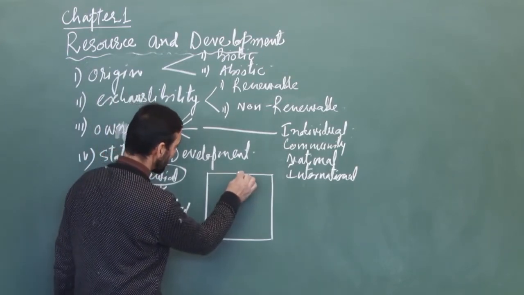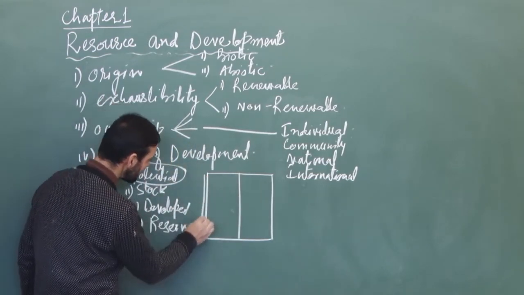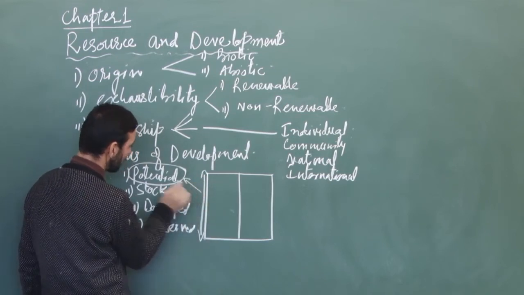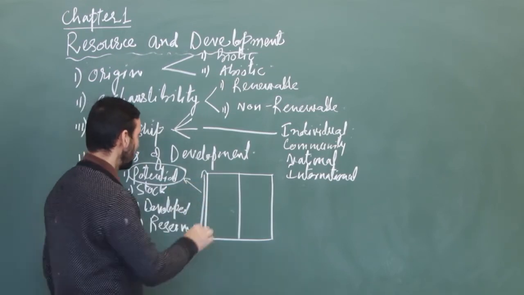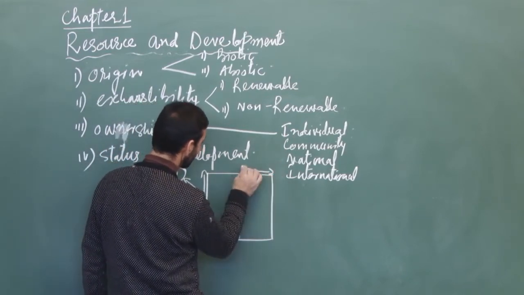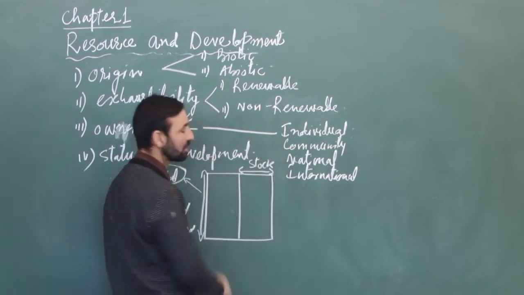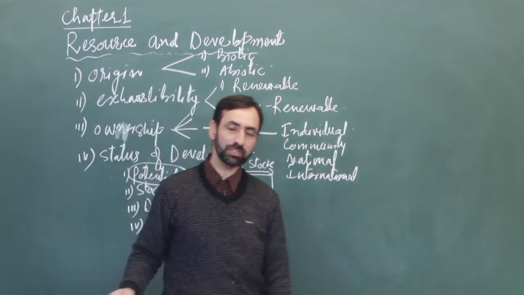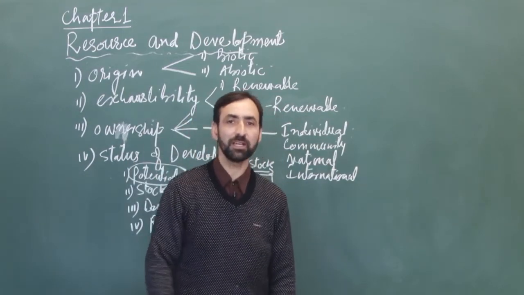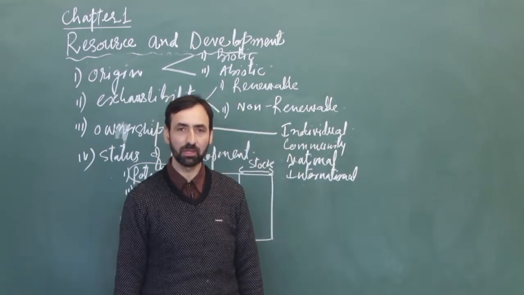We divide this diagram into 2 parts. This whole diagram was potential resource. We'll show these arrows. We have divided this diagram into 2 parts. One part is this. It becomes the stock now. Stock. What is stock? Stock are those resources in which quantity and quality is known, but there is still a lack of technology. What is the example?